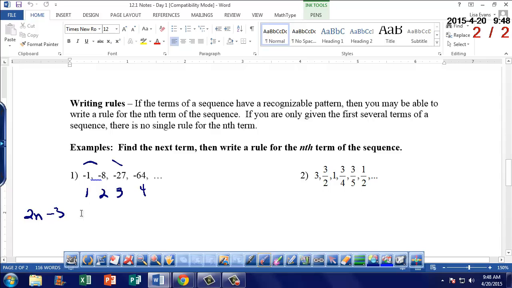So then I start thinking of powers. If I take 1 to a certain power, will that work? 2 to a certain power? Well, I know 2 to the third gives me 8. I know 3 to the third gives me 27. I know 4 to the third gives me 64. So something is happening. It must be something to the third power. But how come these are all negative? So what I would do is do negative. So if I plug in 1, that becomes negative 1. Negative 1 cubed is negative 1. I plug in 2. That becomes negative 2. Negative 2 cubed is negative 8. This is my rule. So we write it like this.